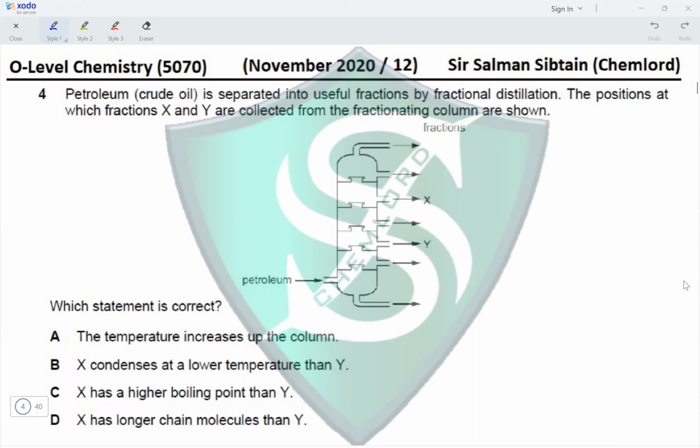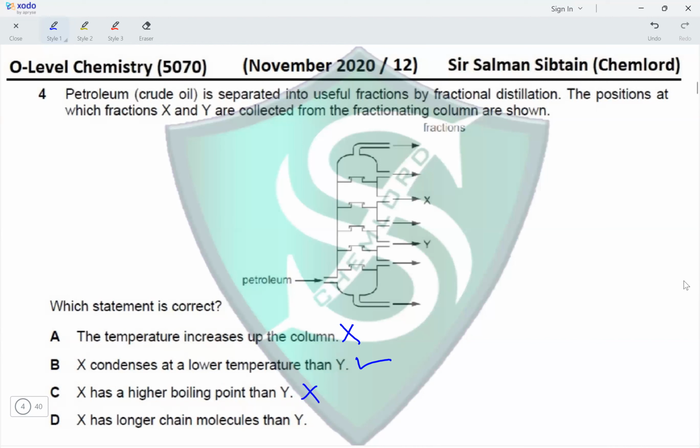Which statement is correct? The temperature increases up the column? No, the temperature decreases up the column. Next, X condenses at a lower temperature than Y? Yes, because X is above Y, it will condense at a lower temperature. Next, X has a higher boiling point than Y? No, X has a lower boiling point than Y.